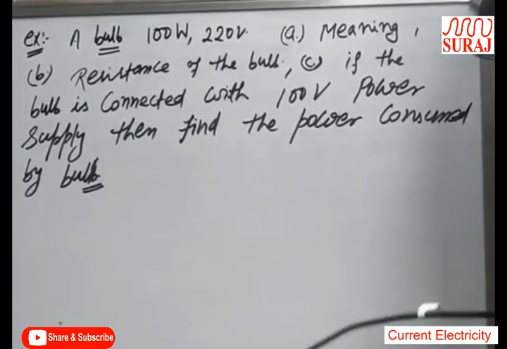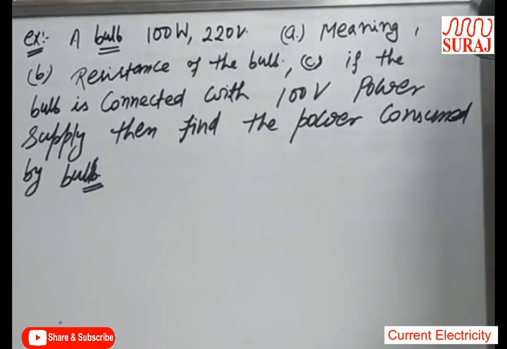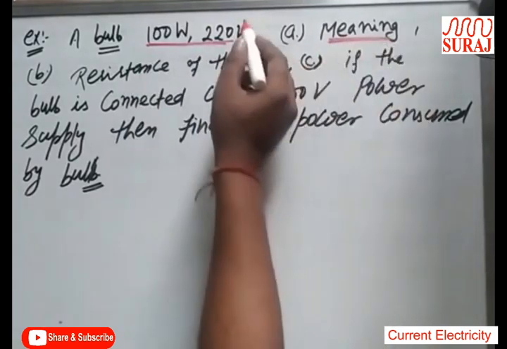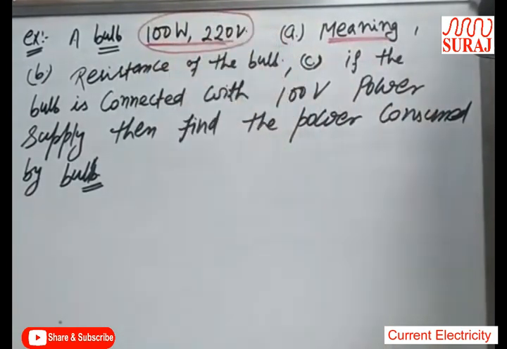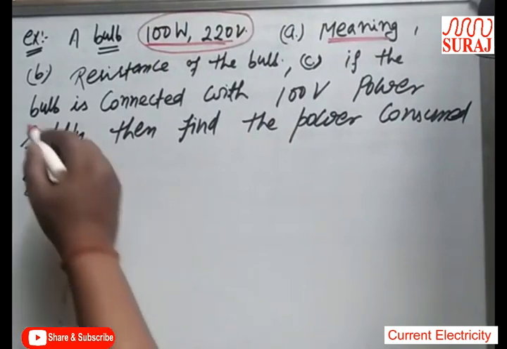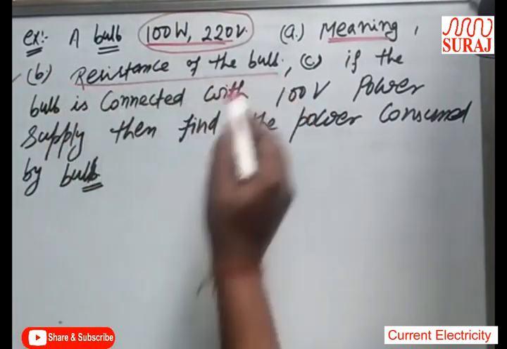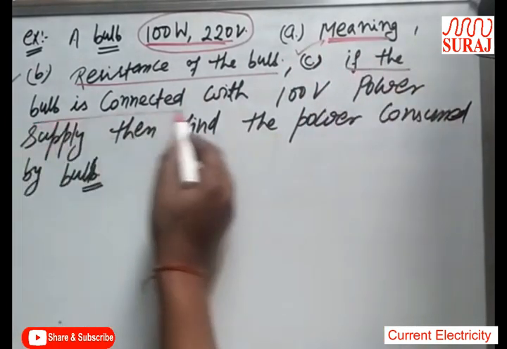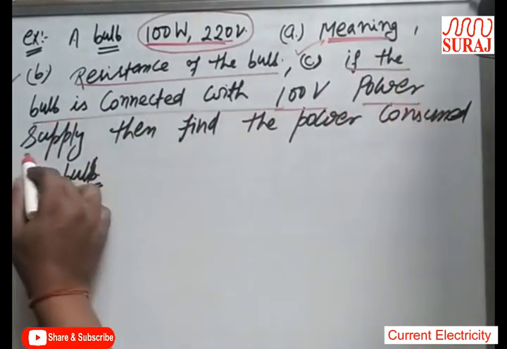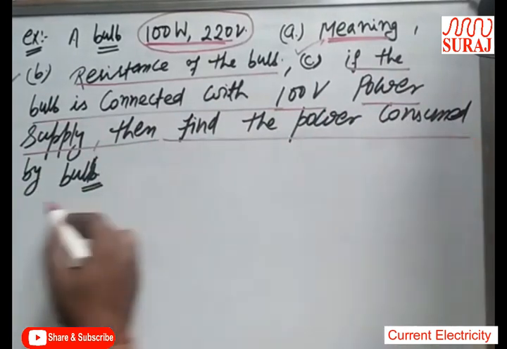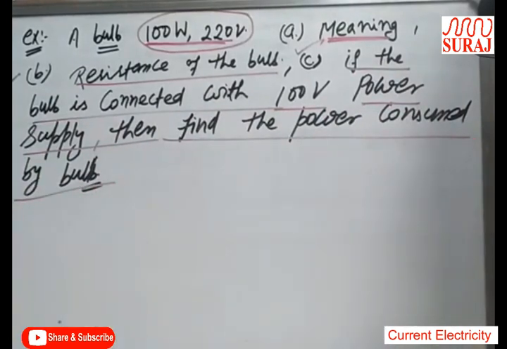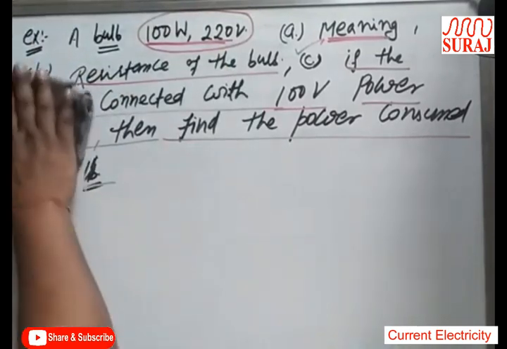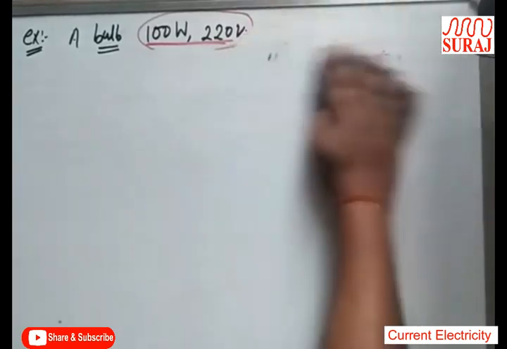Next, solve this question. We have a bulb. First part, what is the meaning of this 100 watt and 220 volt? Next part, the resistance of the bulb. And the third part, if this bulb is connected with a 100 volt power supply, then find the power consumed by the bulb. So I will solve this question.